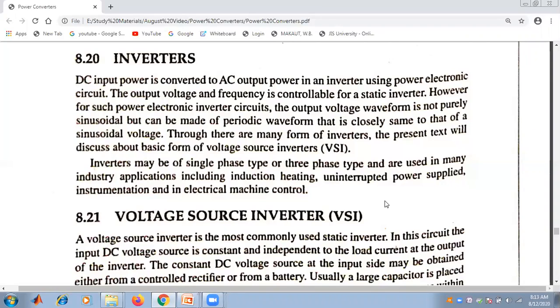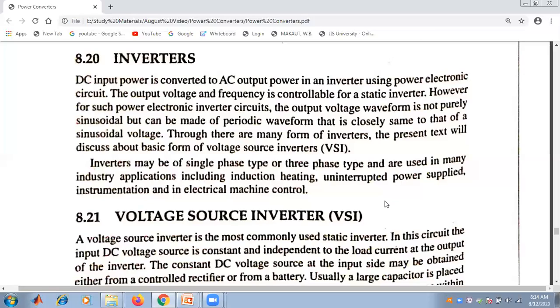So DC input power is converted to AC output power in an inverter using a power electronic circuit. The general concept of an inverter is to convert a DC input power to AC output power. The output voltage and frequency are controllable for a static inverter. However, for such power electronic inverter circuits, the output voltage waveform is not purely sinusoidal in nature, but can be made of a periodic waveform that is closely the same as that of a sinusoidal voltage.